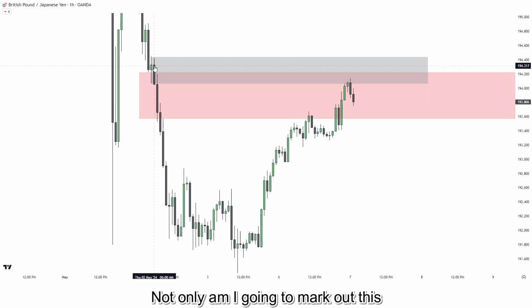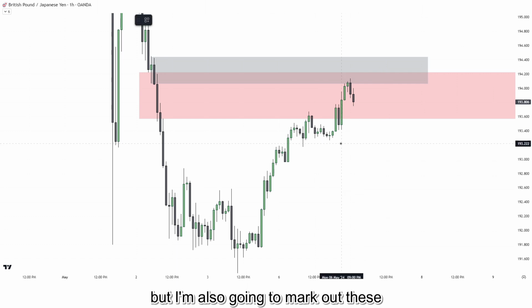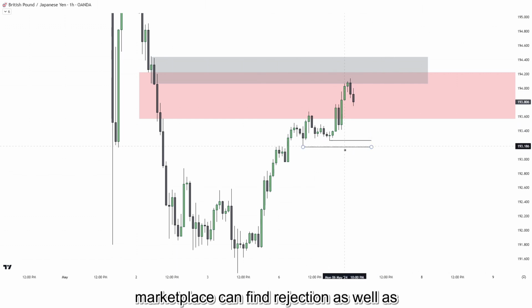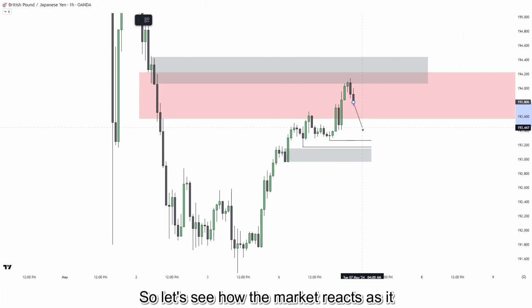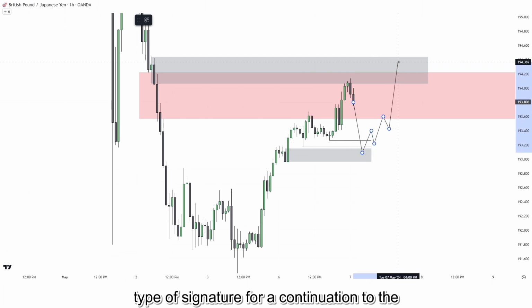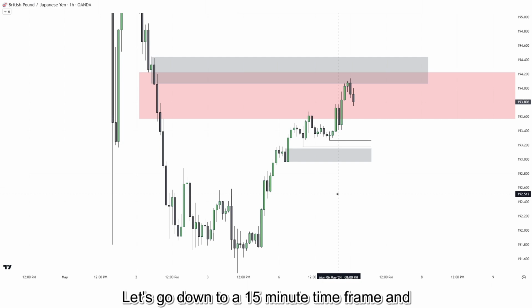Not only am I going to mark out this bearish order block as a potential reversal level, but I'm also going to mark out these liquidity pools as levels that the marketplace can find rejection, as well as this bullish order block. So let's see how the market reacts as it comes down into this level during the London session, and see if we can get some type of signature for a continuation to the upside. Let's go down to a 15-minute time frame and see what happens.